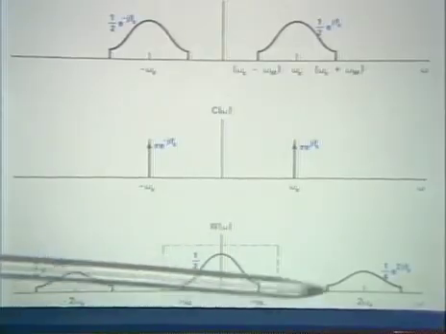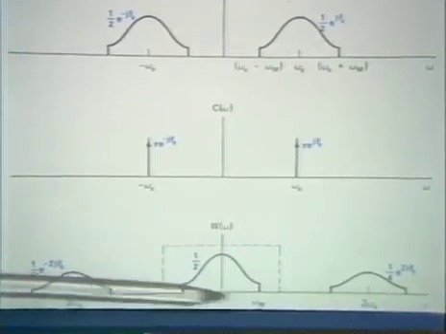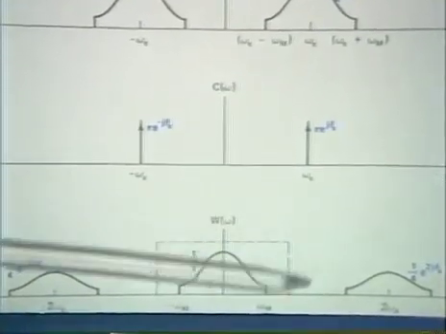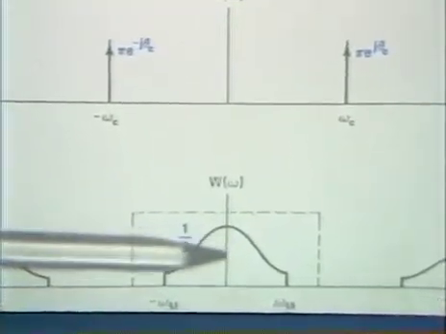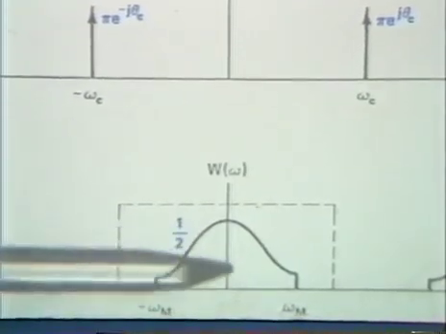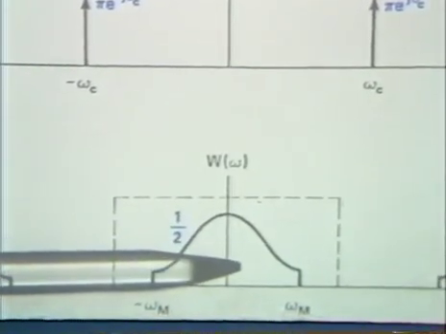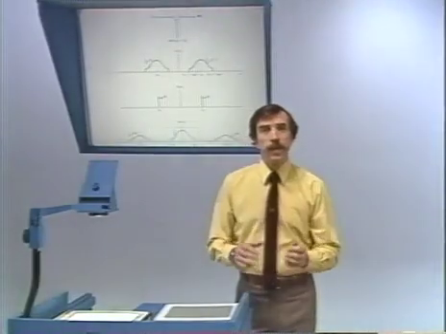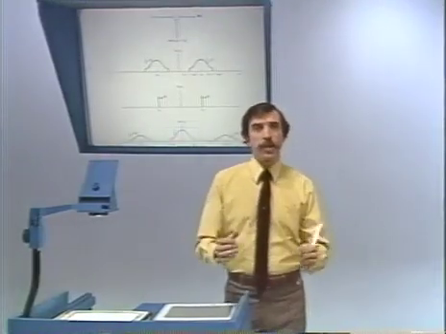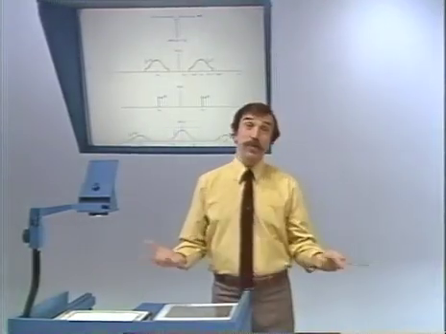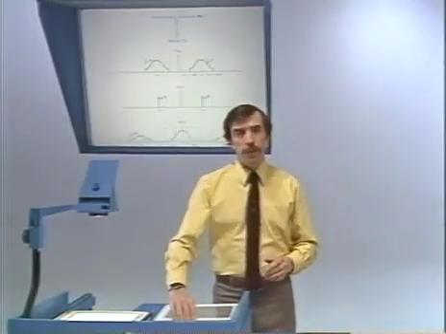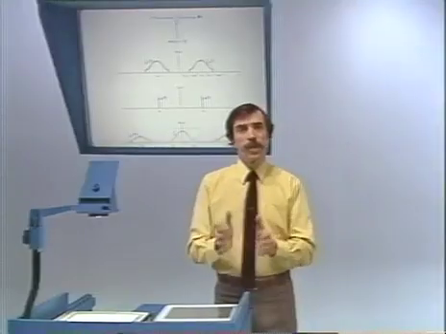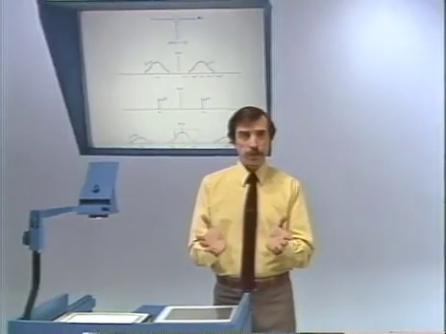If we could eliminate everything else and keep this, then that would in fact correspond to the spectrum of the original signal x of t. How do we do that? Well, we know how to eliminate part of the spectrum and keep another part of the spectrum. That's called filtering. So in fact what we would do is put the result of this through a low-pass filter.